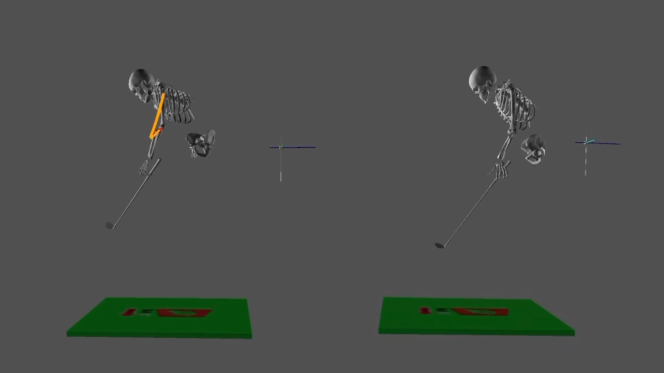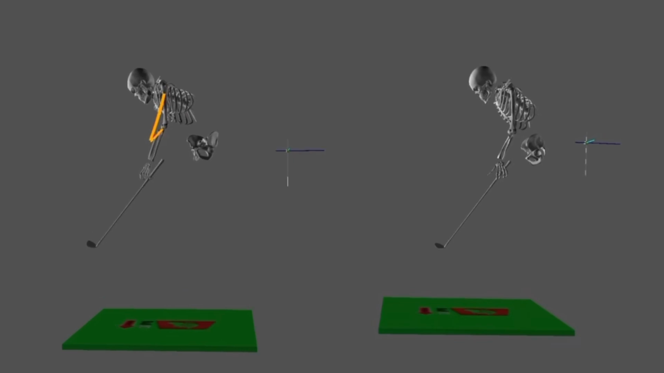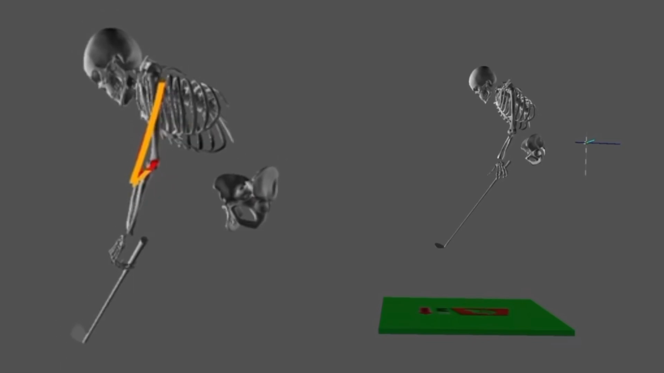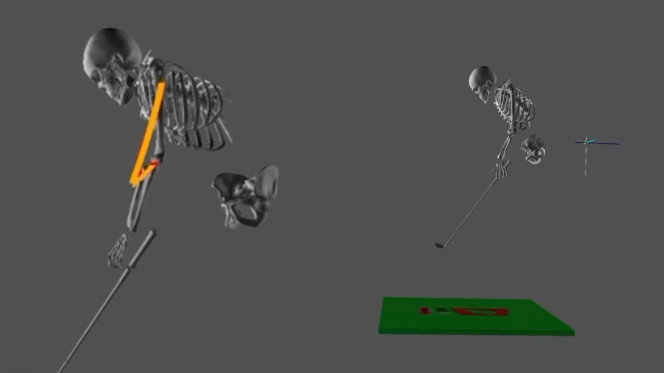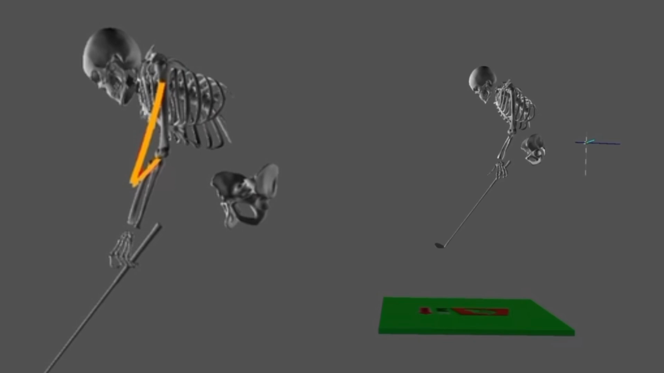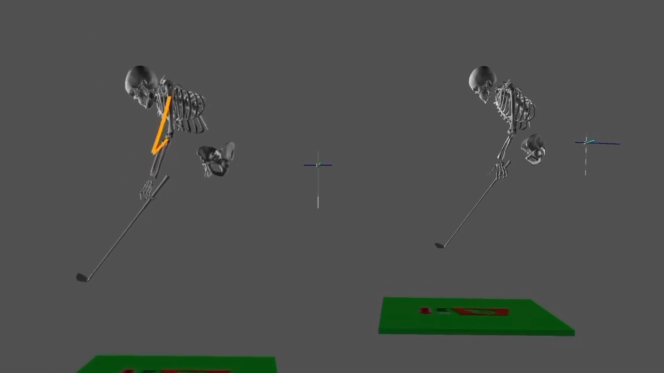And we see again that yellow line very much on top of the red line. So very, very little change. Even if we were to zoom in here quite closely, we see very, very little change between those lines. So a lot of similarity in terms of how that elbow has moved in backswing and into downswing.